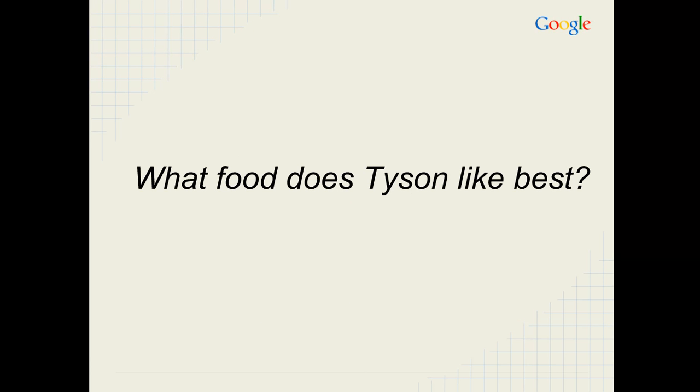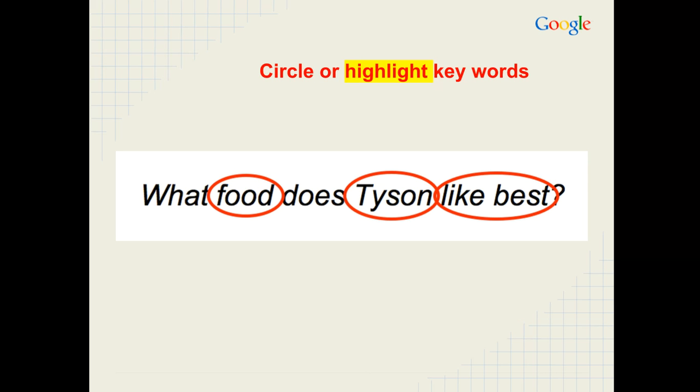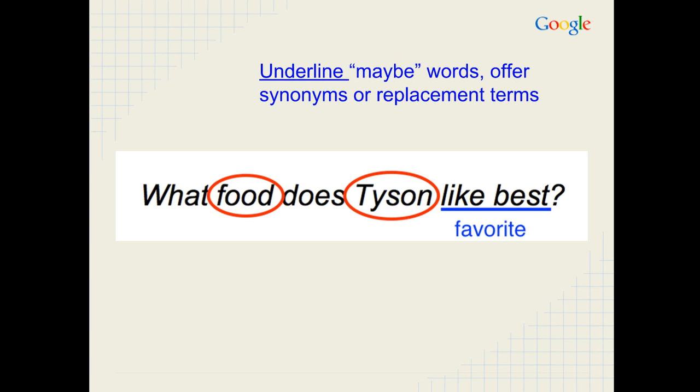So again, here's our question. What food does Tyson like best? Our first step was to circle or highlight keywords. So we're going to circle food, Tyson, and like best. Now we're going to say, okay, that like best term, is there another term that we could replace it with? And we say, yes, favorite might be a better word than like best.